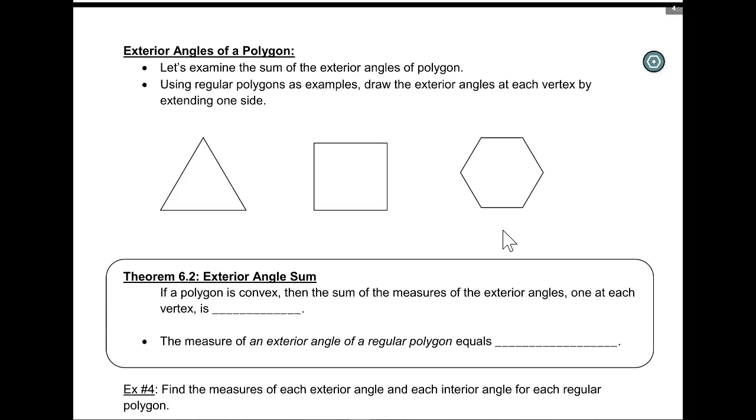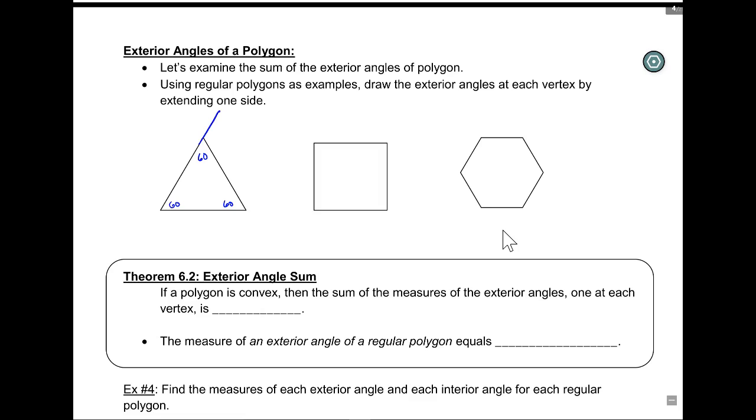Next, we want to look at exterior angles and examine the sum of the exterior angles. So we're going to use regular polygons just as some examples. What we want to do is extend one side at each vertex. So if this is an equilateral triangle, each of these would be 60, right?